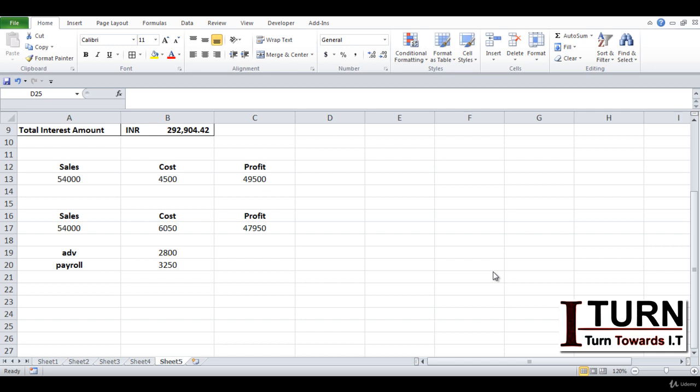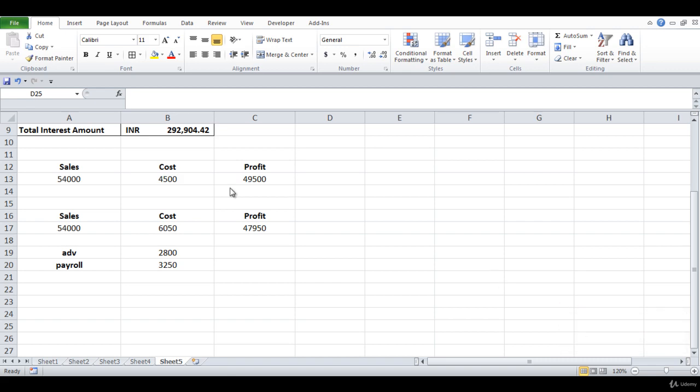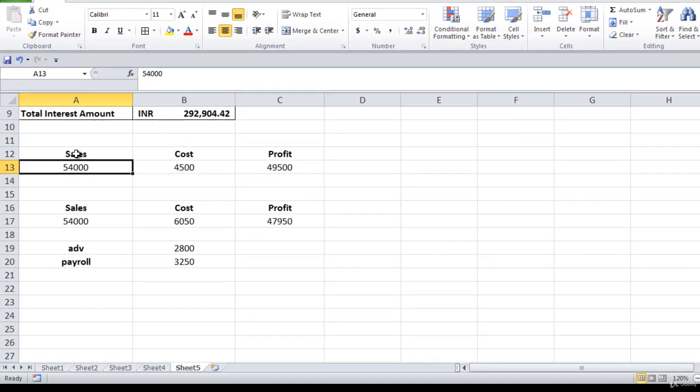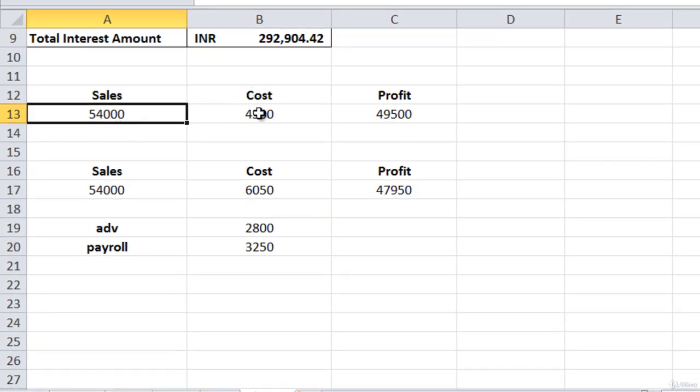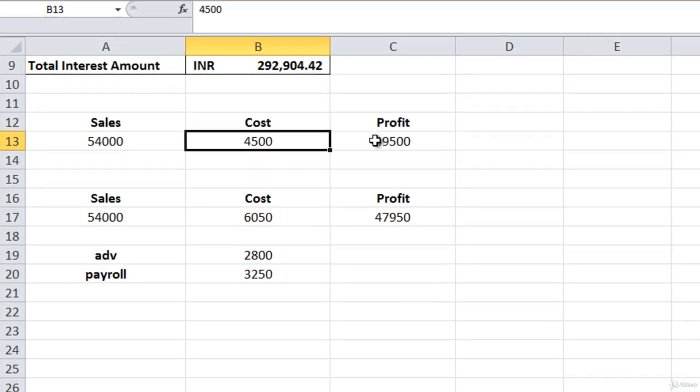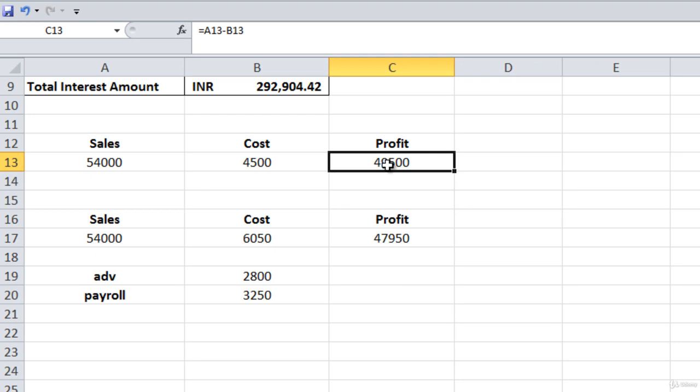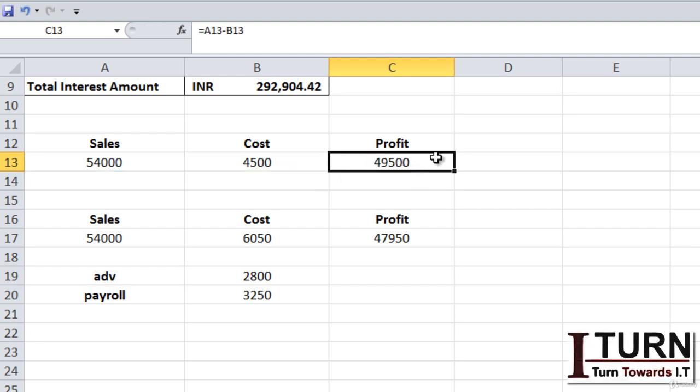So initially I'm going to demonstrate it with the help of a very easy practical. Here in this data you may see the sales figure, which is 54,000, and the cost is 4,500. The profit is, let me double click, A13, means this particular cell value, minus B13, means this particular cell value, which comes up to 49,500. So this is the profit we are getting.